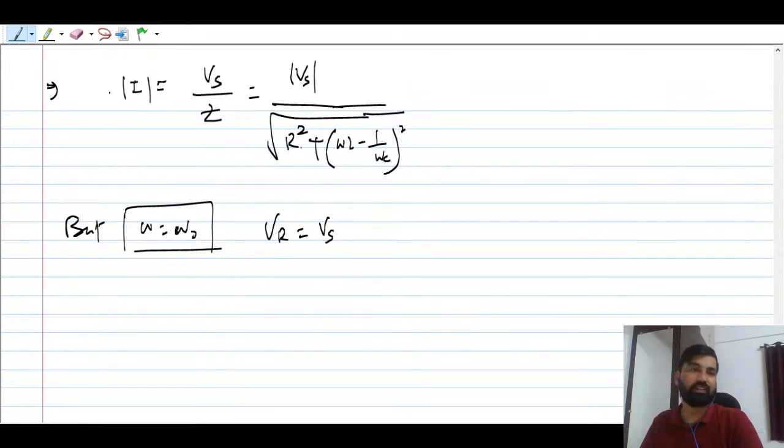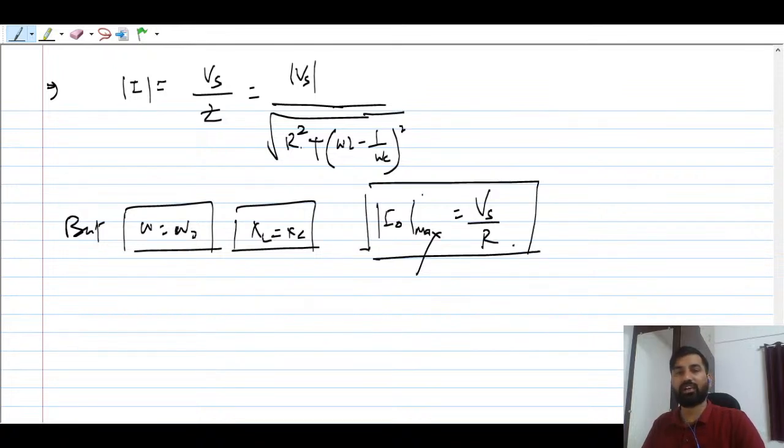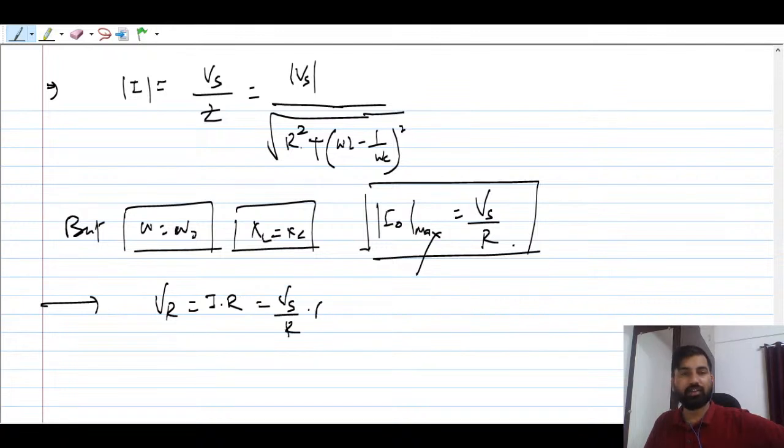In other words, at omega equal to omega naught, XL will be equal to XC, so Z will be equal to R. So you can say that I naught max is going to be Vs by R, where the impedance is minimum. If current is maximum, the impedance will be minimum. Your VR is going to be I times R, which is Vs by R times R, which is Vs.